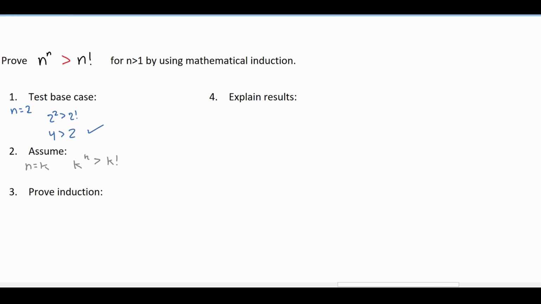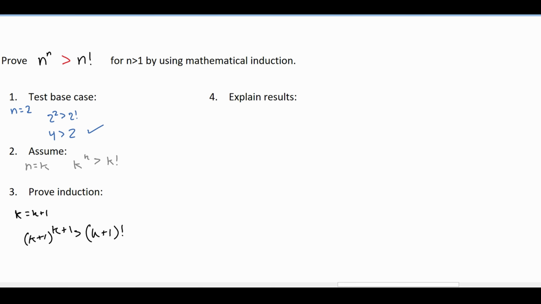After we make this assumption, we can start proving our induction. So we previously found this in our base case. Now we want to solve for one more than this. So we're going to solve for k plus 1. That means wherever we have a k, we're just going to plug in k plus 1. Plugging this in, we are going to have k plus 1 raised to the k plus 1 power, and this has to be greater than our k plus 1 factorial.